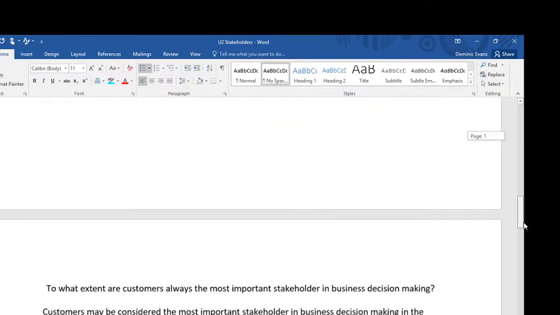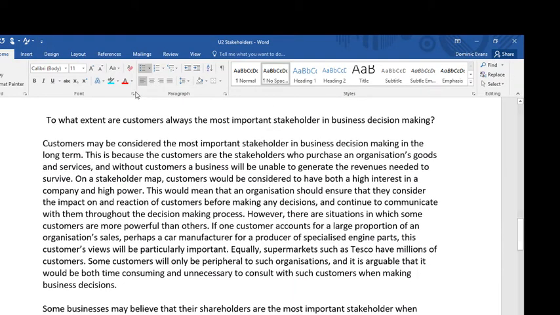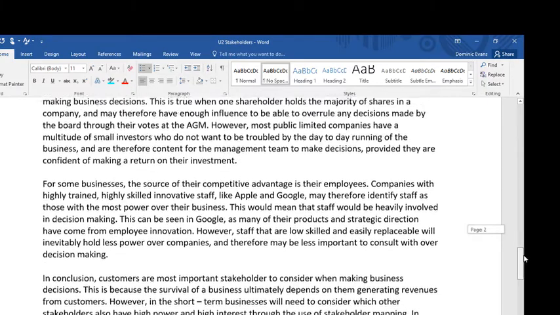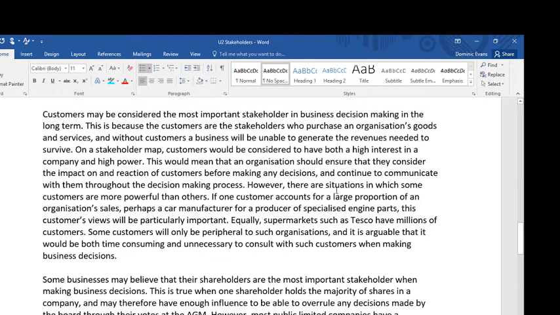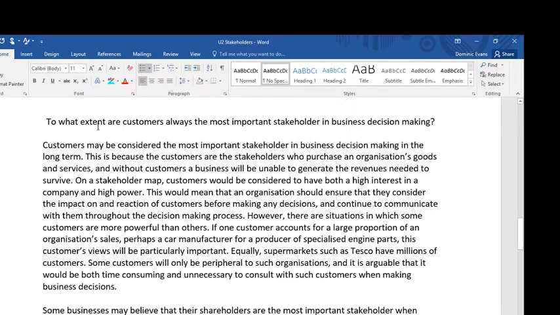So let's have a look at what I've put. Well, I have decided not to start with a definition in this case, although arguably I could have started with the definition of stakeholder mapping and done a little bit of signposting to the examiner where I was going. The reason I decided not to do that is because in an essay on stakeholders, I would usually try and look at more than 2 stakeholders, so I've got some depth of analysis, and I wanted to save my time in order to do that. So I've not started with a definition. Instead, I've got right on with answering the question: are customers always the most important stakeholder in business decision making?